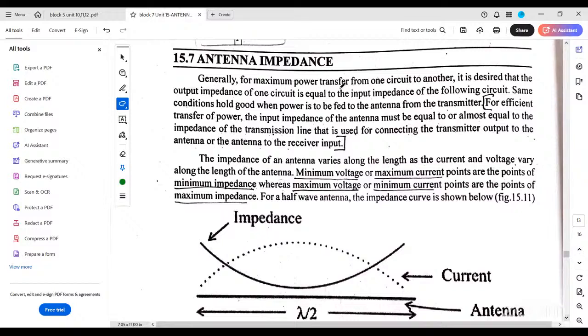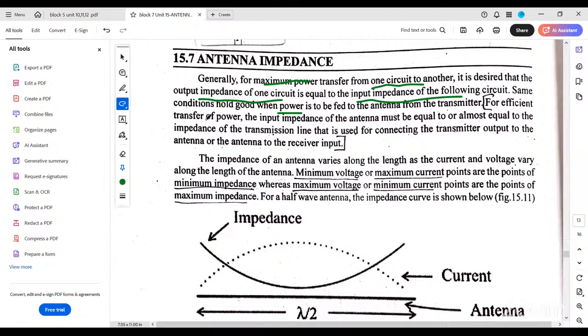Now see the definition that is given. Maximum power transfer from one circuit to another happens when the output impedance of one circuit is equal to the input impedance of the following circuit. Whatever output impedance we have is connected as the input impedance to the other circuit. The same condition holds good for power also. The output power of one circuit goes as the input power to the other circuit. Output power of one is equal to input power of the other.